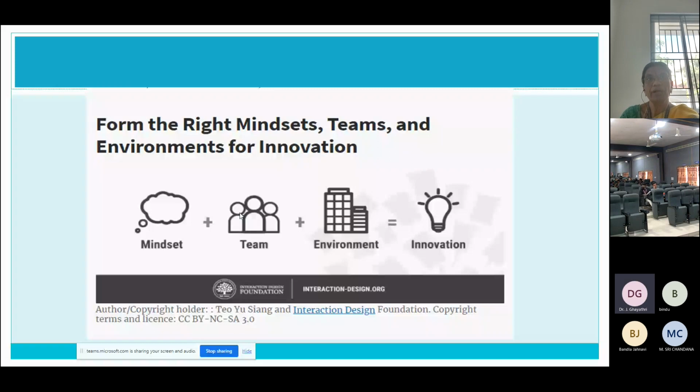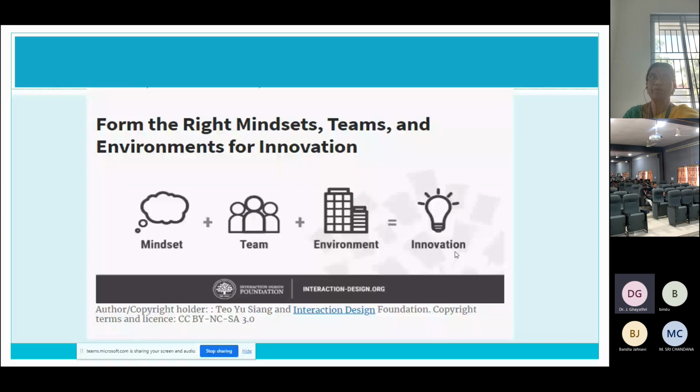After that, you have to set a good environment for your innovation work. This is very very important. Environment is also very important. In all places you cannot do it. So mindset plus team plus environment give you a good innovation.